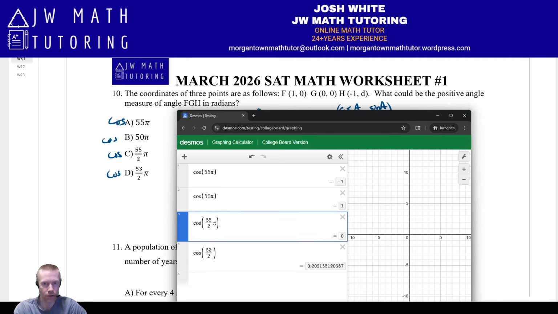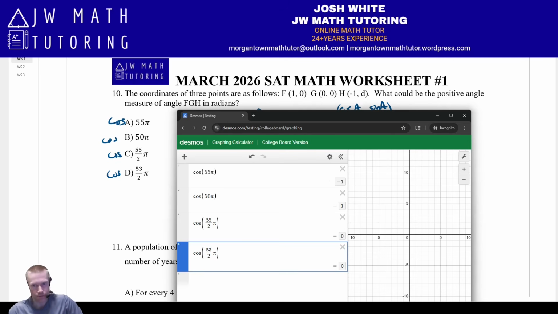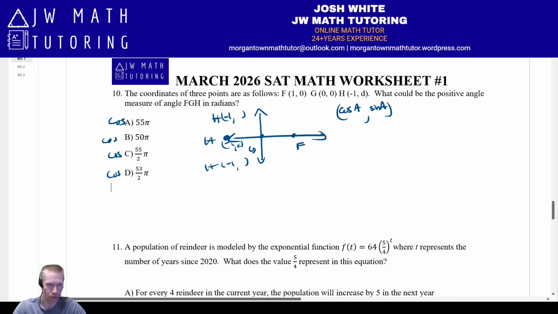Okay, so notice A gives me -1. This one gives me +1. Wrong. This one gives me 0. Doesn't match. This one gives me 0.202, whatever. Oh, I forgot the pi. That's why it's not a common value. This one gives me 0 also. Okay, so the point is, correct answer is A. That's how you figure it out. You don't need to do any other work.